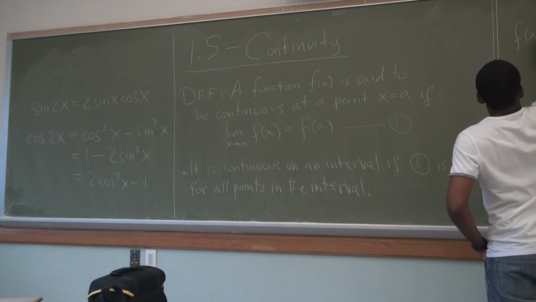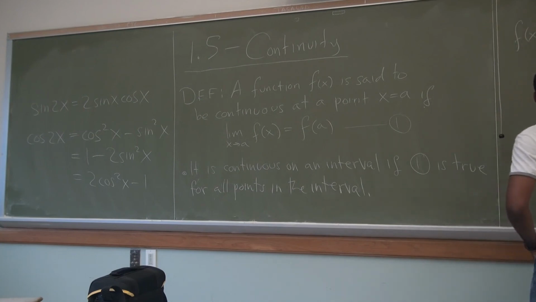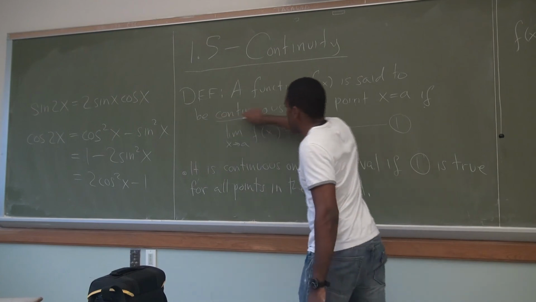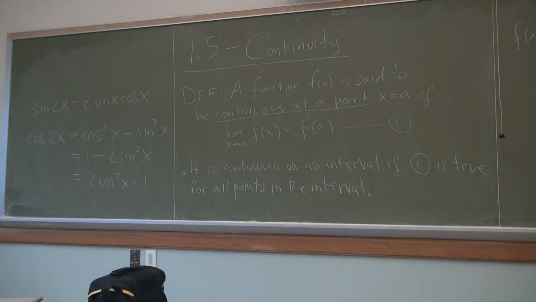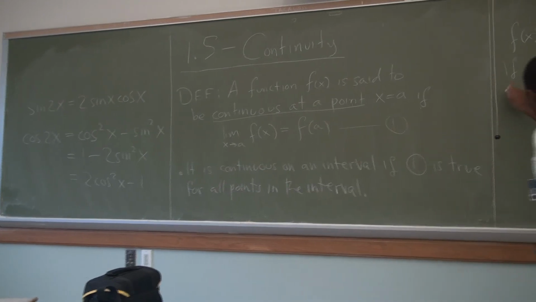f of x is called continuous. Like continuous in general, right? There's a difference between being continuous at a point and being continuous in general, right? f of x is called continuous in general if 1 is true for all points in its domain.